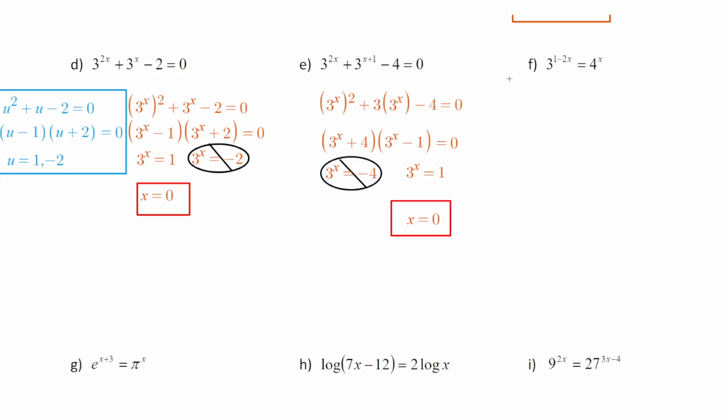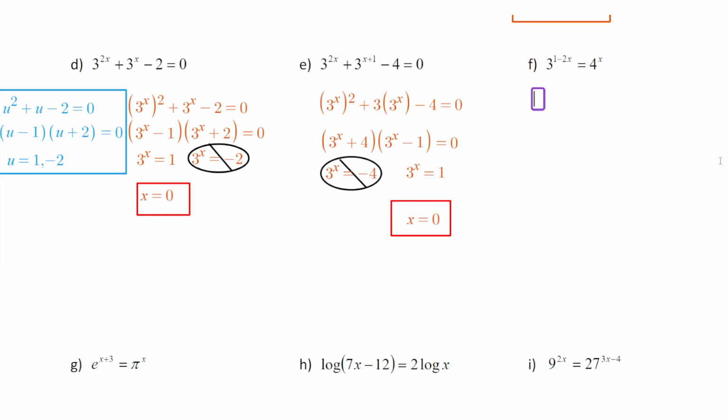All right, for letter F. Now we're getting kind of weird here. We've got two powers, but the bases are not the same, and they're not powers of each other. So what we're going to do is use this little natural log trick to move this exponent down to be a coefficient so we can actually work with it.